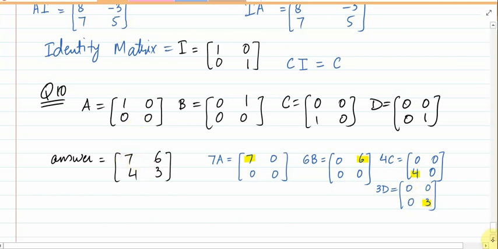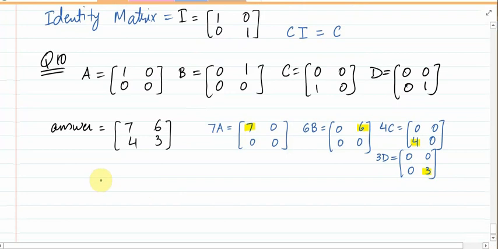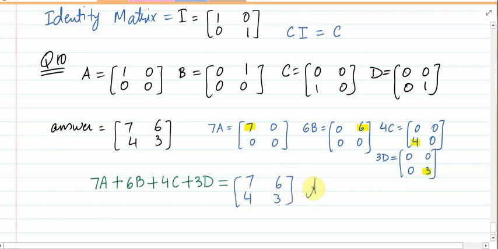So how do we write the answer now? Our final answer will be 7A plus 6B plus 4C plus 3D. When we add them all together, it will be [7, 6, 4, 3]. So that is our answer, right?